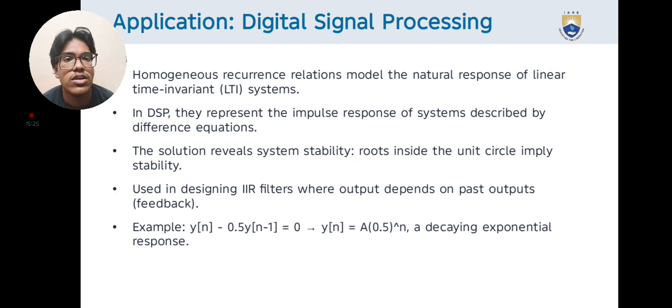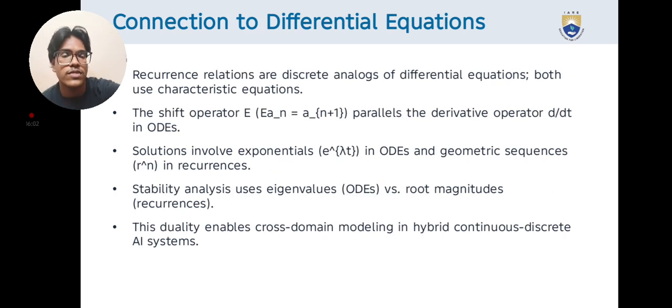Digital signal processing. Homogeneous recurrence relations model the natural response of linear time invariant (LTI) systems in DSP. They represent the impulse response of a system described by a difference equation. The solution reveals that roots inside the unit circle imply stability, used in IIR filters where output depends on past output. Example: decaying exponential response.